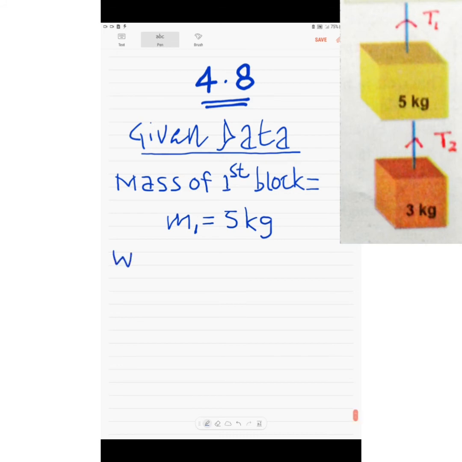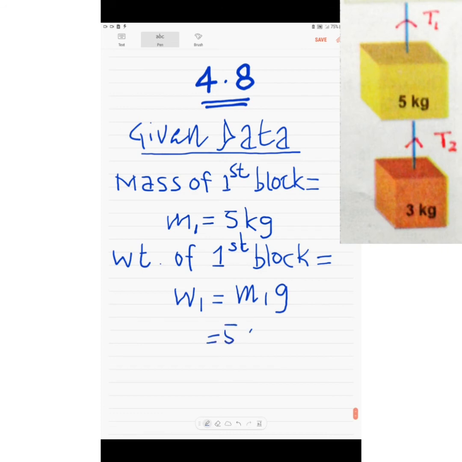Weight of block m1, now you will calculate its weight. Weight of first block is W1, and W1 is equal to m1 into g. Now m1 is 5 kg and g is acceleration due to gravity, and its value is 10 meter per second square. So weight of this block is 50 Newton.